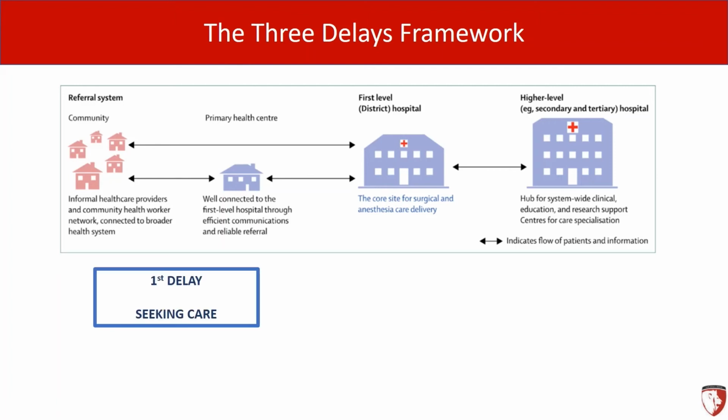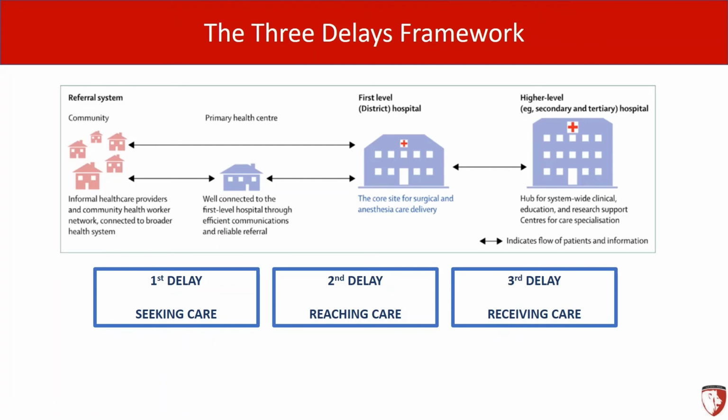First delay, delay in deciding to seek care. This delay is a result of cultural beliefs, poor perception of quality of care, lack of awareness of available services, geographical restrictions, financial limitations, and societal inequalities. Second delay, delay in reaching care. Poor transportation and road infrastructure, costly transportation services, challenging geographical terrains, and poor organization of the relevant healthcare facilities promote and sustain the delay in reaching surgical care.